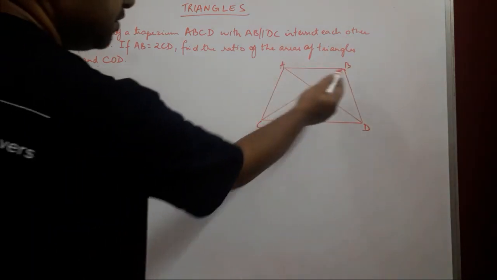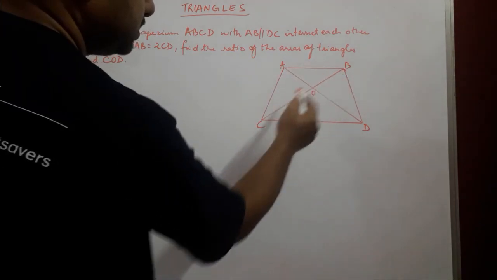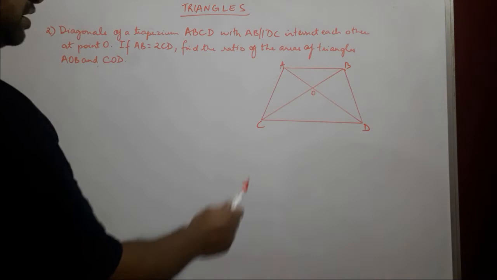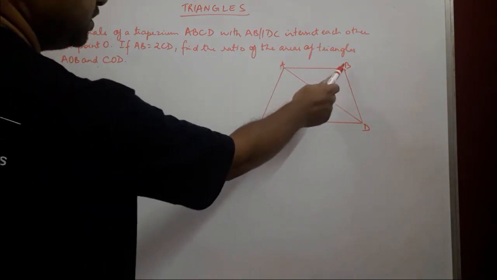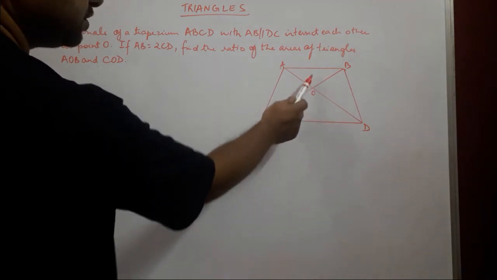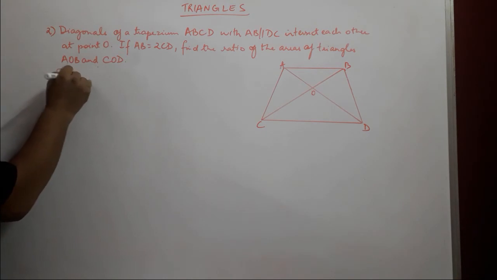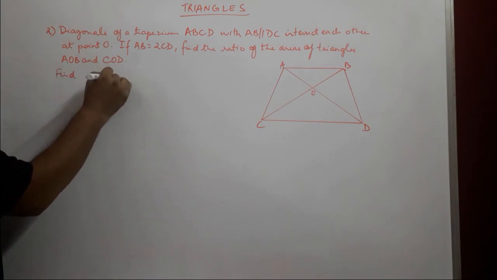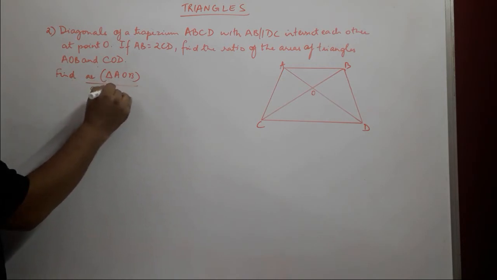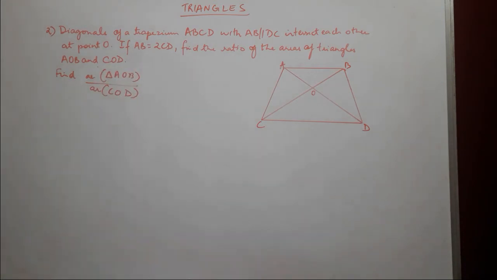Here where AB is parallel to CD and AD and BC meet at O. AB is equal to 2 times CD and we are asked to find the areas of the triangle AOB and COD, the ratios, basically what they are in the ratio. So in other words, we are asked to find area of triangle AOB upon area of triangle COD. What are they in the ratios, the areas?